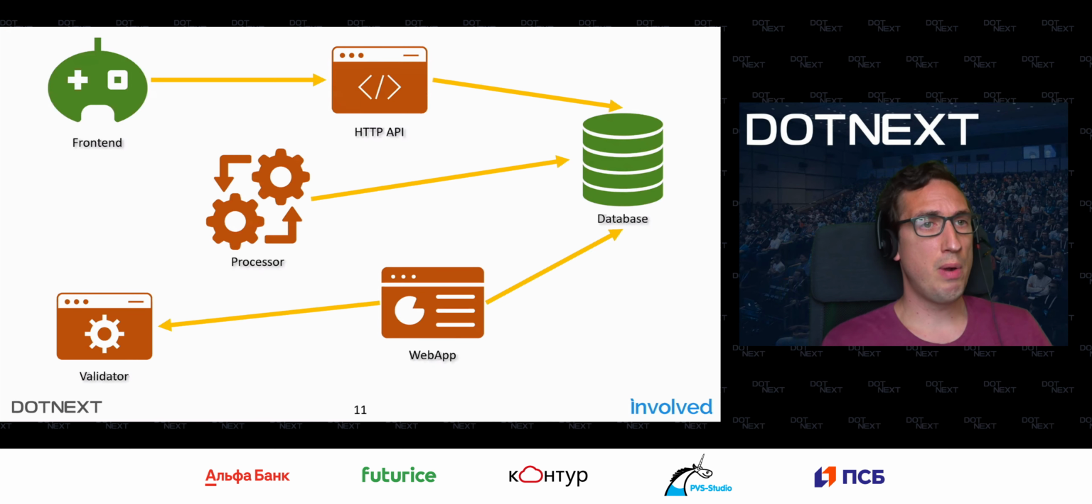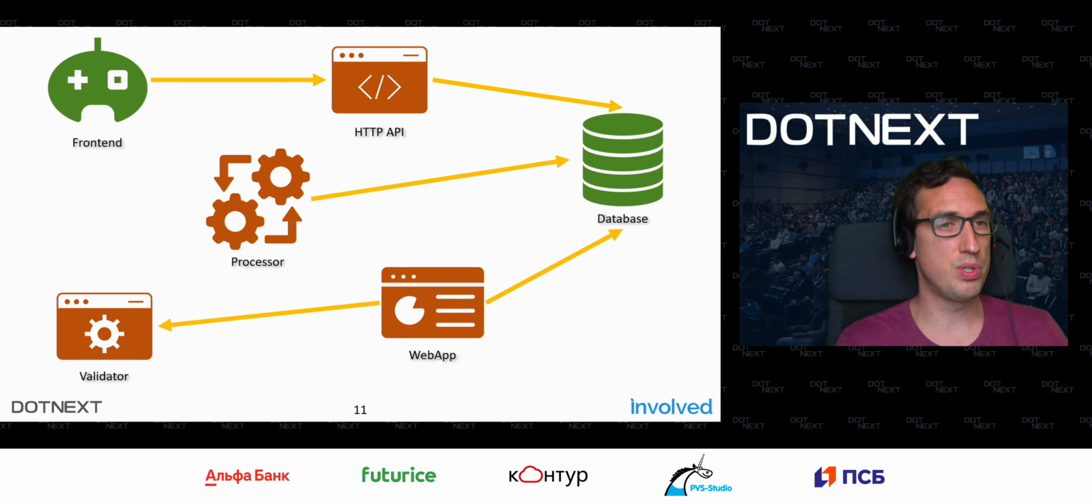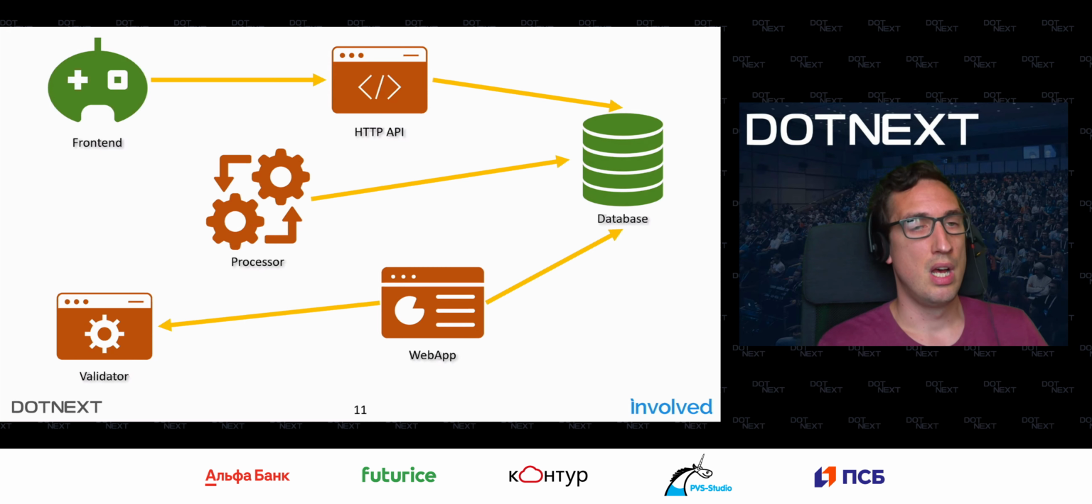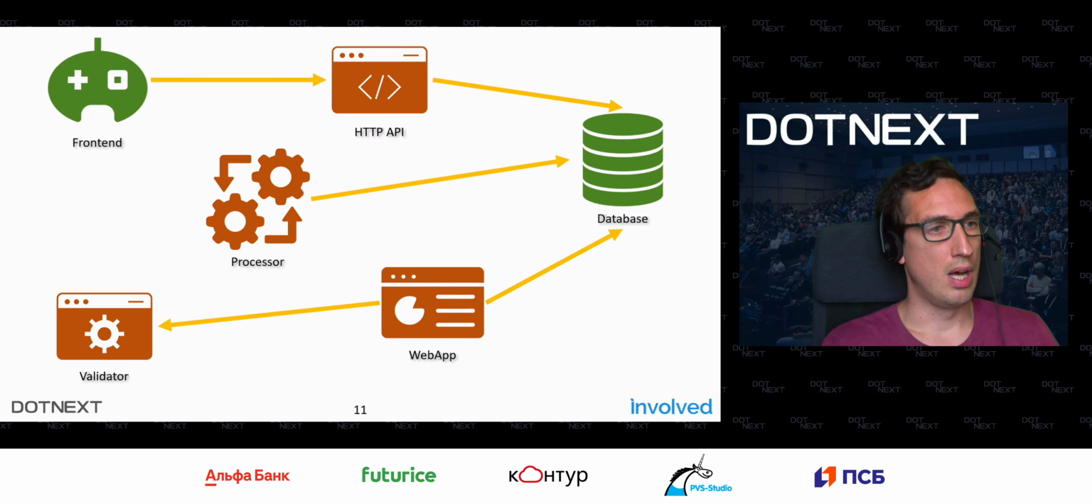The architectural diagram looks something like this. So in the top left-hand side, we have the front end. The front end will talk to the HTTP API, which will talk to the database. Then we have the processor, the continuously running background processor. It will also talk to the database directly. And then we have the web application, MVC web application in the bottom, which also talks to the database directly and talks to a validator service on the left-hand side.